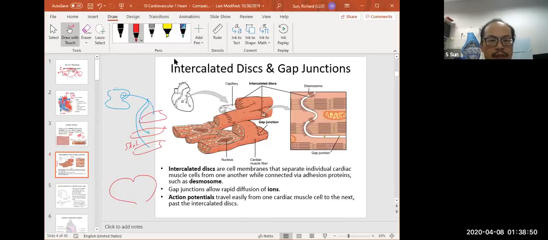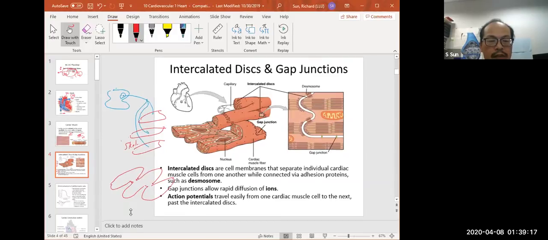the heart muscle, let me just erase that one. I don't really need that one. As for the heart muscle, these muscles are connected in a way that, so this is the muscle connected.